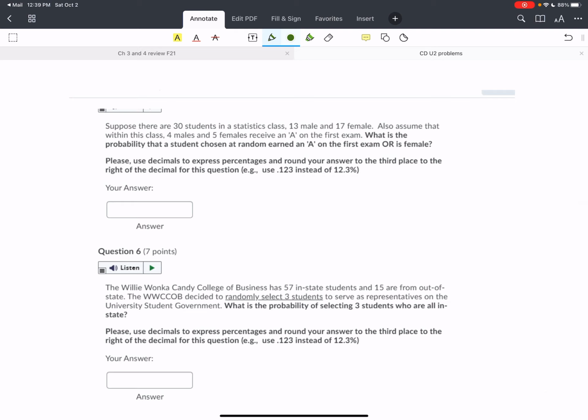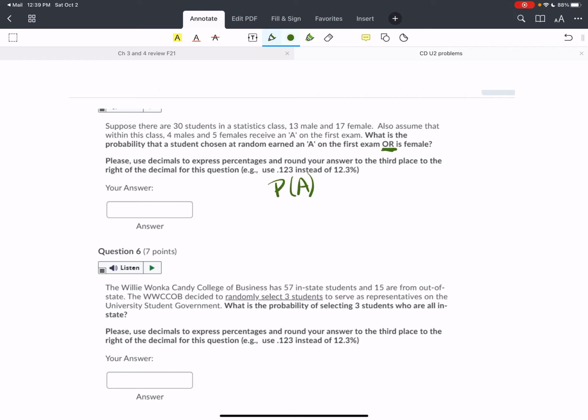There are 30 students in a stats class. 13 are male and 17 are female. On the first exam, 4 males had an A, and 5 females received an A. What is the probability that a student chosen at random earned an A on the first exam or is female? These categories are not mutually exclusive. There is some overlap.